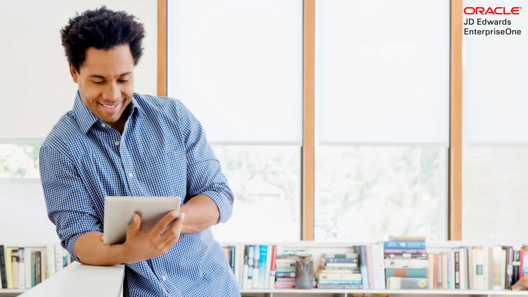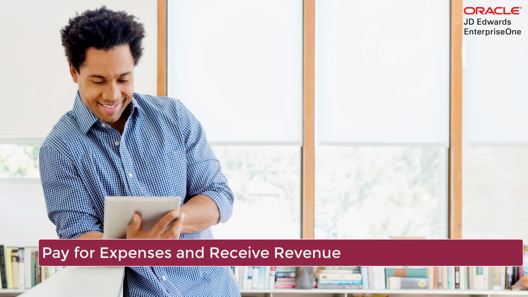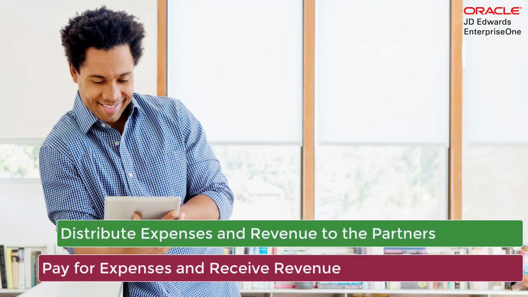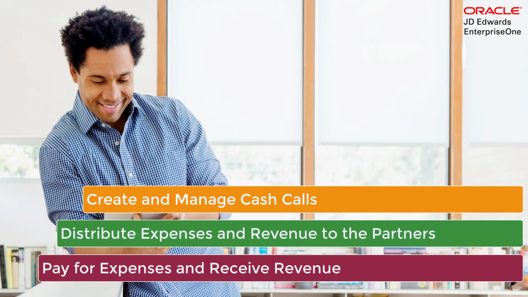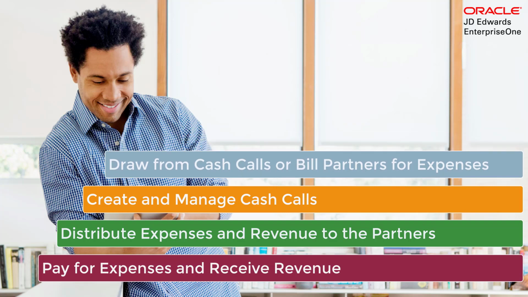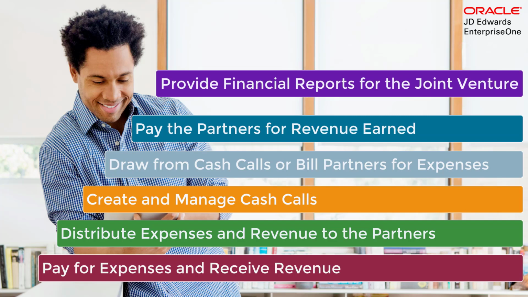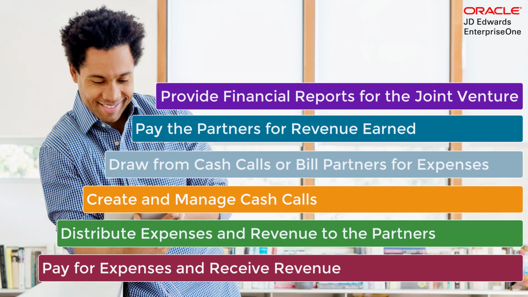The managing partner in the joint venture is responsible for paying the expenses and receiving revenue, distributing expenses and revenue to the partners, creating and managing cash calls for the partners, drawing from the cash calls or billing the partners for expenses, paying the partners for revenue earned, and providing financial reports for the joint venture.